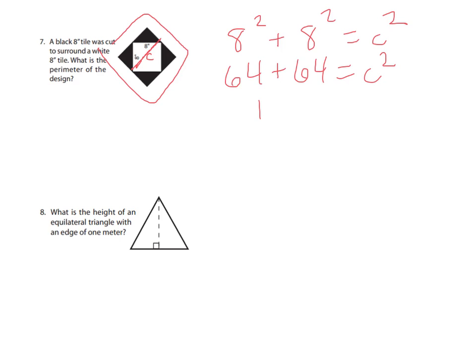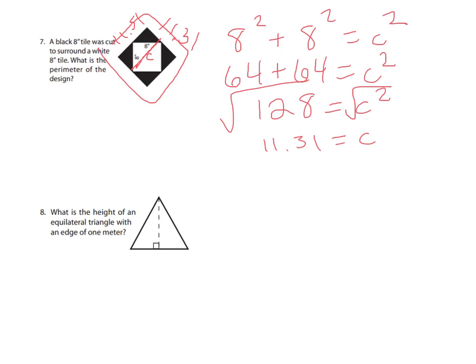And 64 plus 64 is 128. So now I'm going to take the square root. And the square root of 128 is going to be 11.31 equals C. So that's just one side of this though. So 11.31. So that means this side is also 11.31 and so on. So that means there's 4 sides with 11.31.